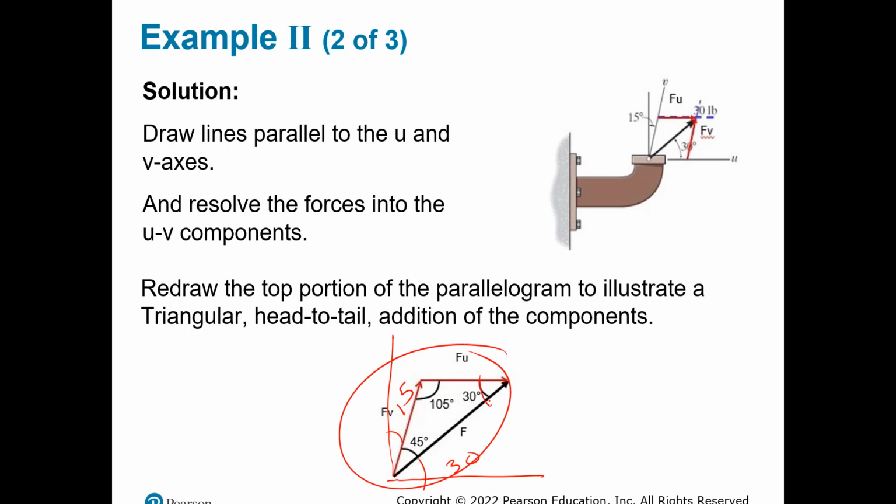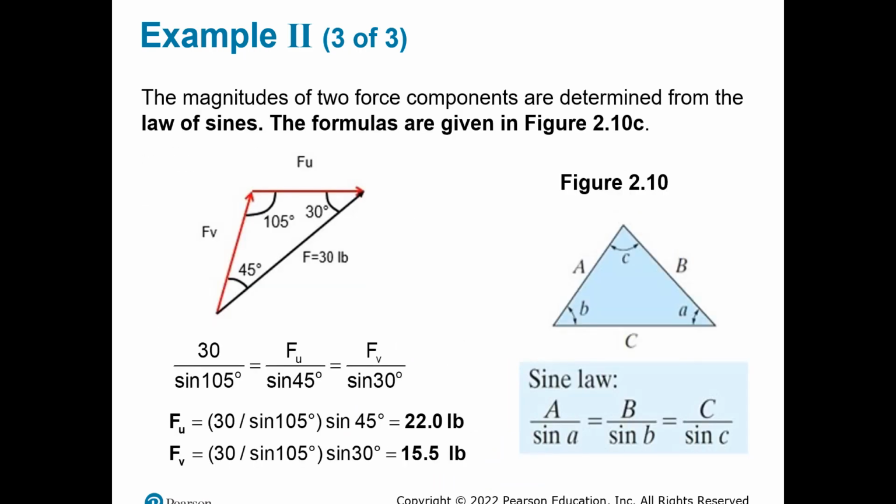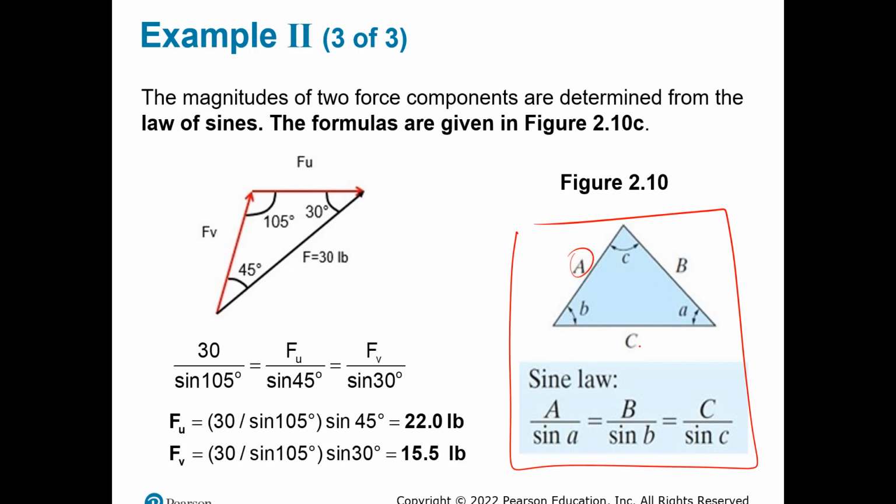All right, so once you do that and you understood the basics of that, we need to find the formulas and just do simple math. So the magnitudes of those two force components are determined from the law of sines, right here. Okay, the formulas are given from the figure. Basically, if you have the force and you have the different angles, you can use the sine law when you have A, B, C, and C right here, right here, and right here.